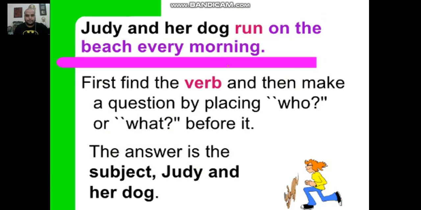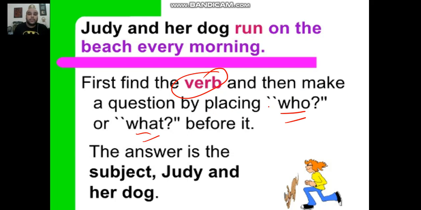Let's carry on. Judy and her dog run on the beach every morning. First find the verb and then make a question by placing who, as I said, or what, if you're not talking about a person, before it. The answer is the subject, Judy and her dog. So first, step number one, find the verb. That's the simple predicate. Then, what comes after the verb, that's the complete predicate.